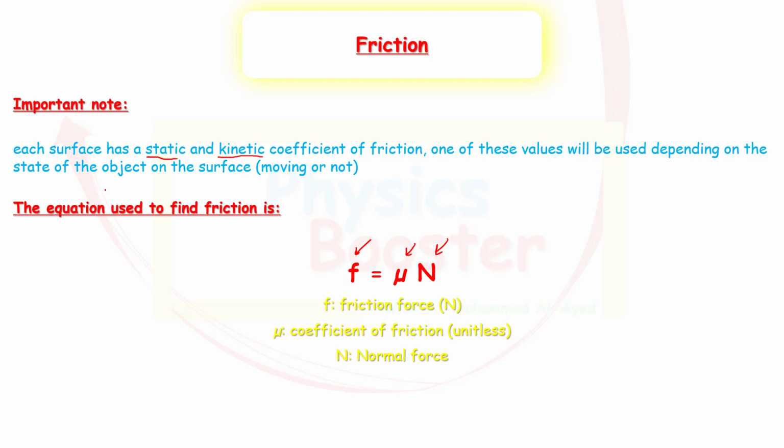If the object is moving, we can say that we are using the kinetic coefficient of friction. But if the force is not strong enough to move the object, we will be using the static coefficient of friction. I hope that is clear.